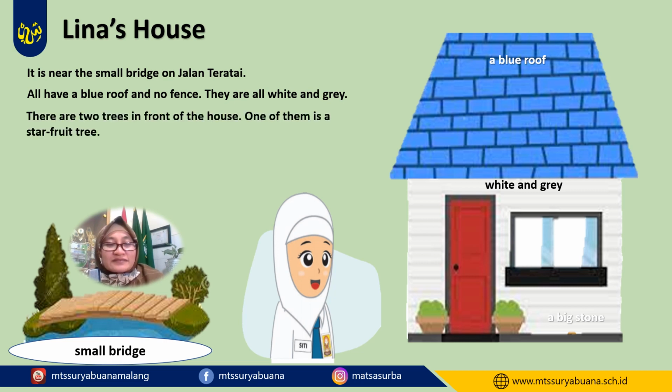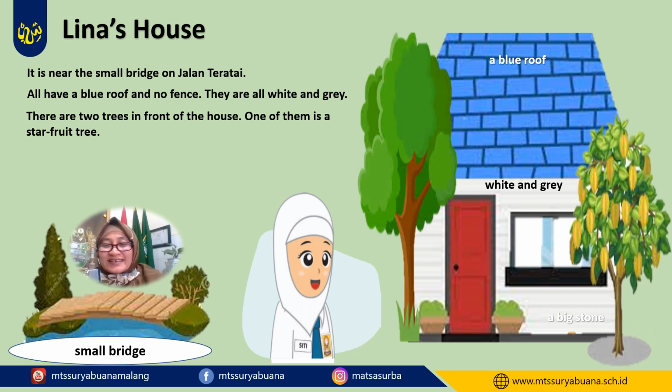Okay, now the next. There are two trees in front of the house. One of them is a starfruit tree. Okay, there are two trees. Okay, one and two. And one of them is starfruit tree. Which one is the starfruit tree? Okay, this is the tree in front of every house. And this one is the starfruit tree.